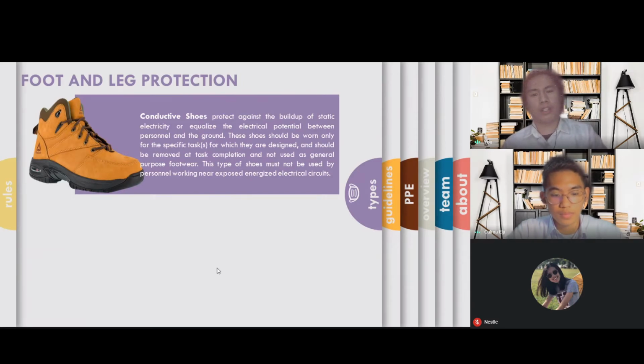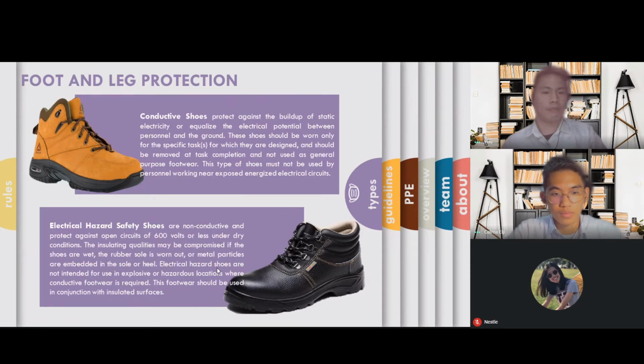For the next type ng shoes is electrical hazard safety shoes. Itong shoes na ito ay non-conductive but can protect against open circuits of 600 volts o mas mababa pa under dry condition. The insulating qualities may be compromised if the shoes are wet, and the rubber soles is worn out or metal particles are embedded in sole or heels. So mostly less protection if interacted with wet areas. Bakit nga ba? Kasi water is a good conductor of electricity, and kapag ginamit ito while the workplace is wet, so most likely magiging mapahamak yung tao.